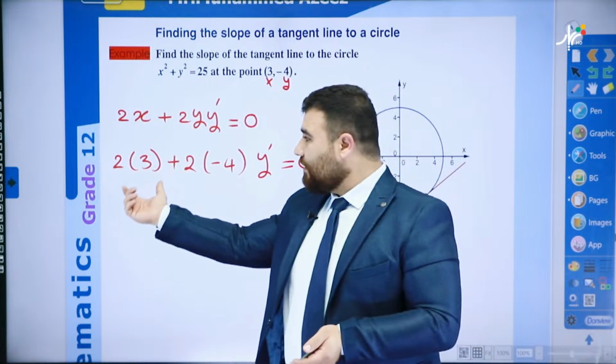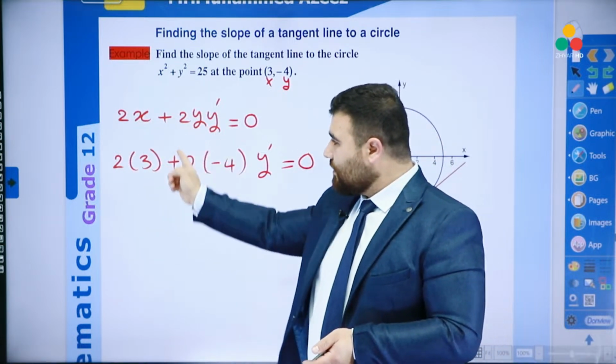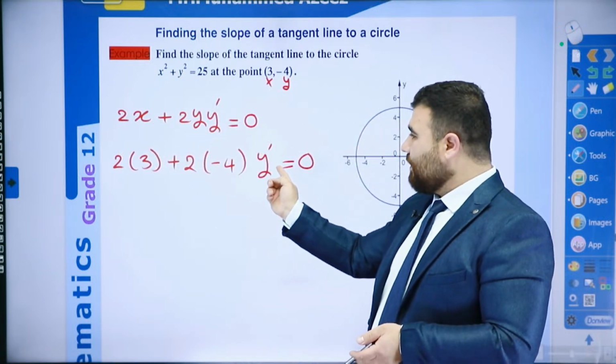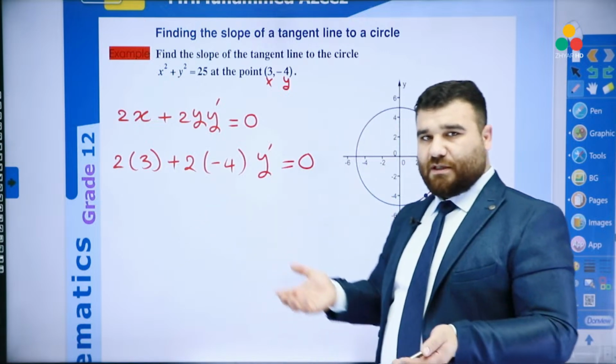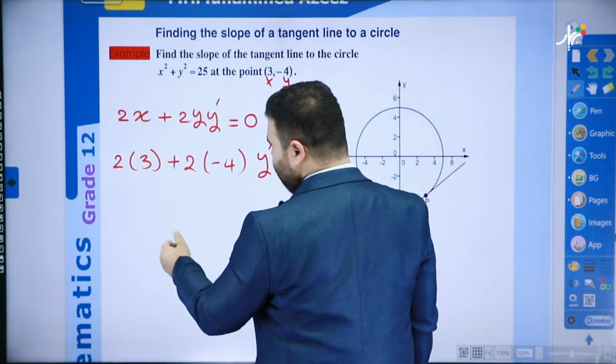Then I have reason, x is 3. I have reason, y is negative 4. This plus is this plus. These 2's are these 2. Then y prime stays. If I find y prime, value of y prime is slope. Slope is derivative when you put a number in. Here, this will be 6.